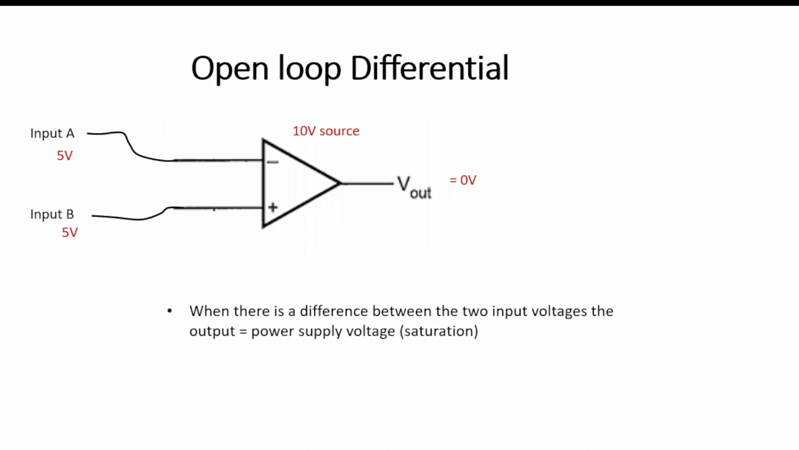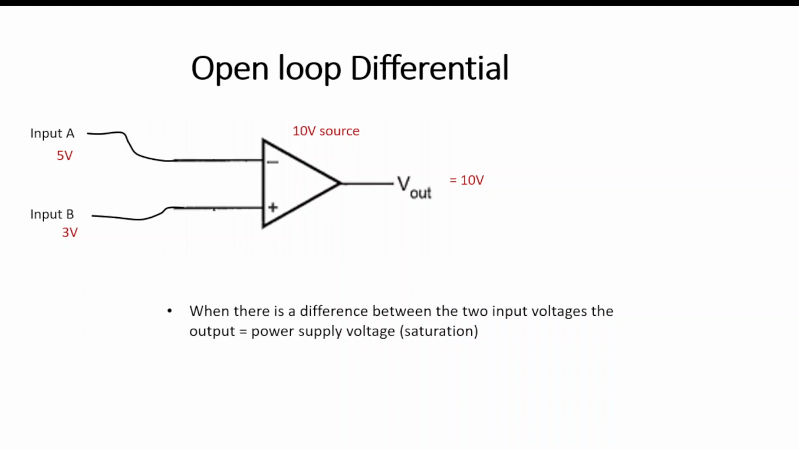So in practice, let's say, and I know this is a bit extreme, that I have a 10-volt source for the op amp, and I have an input A and input B of 5 volts and 5 volts. In this situation, because they are equivalent, the output would be 0. Now, as soon as one of these changes, either high or low, the output goes to saturation, maximum value, which is equivalent to the source that is applied to this operational amplifier.